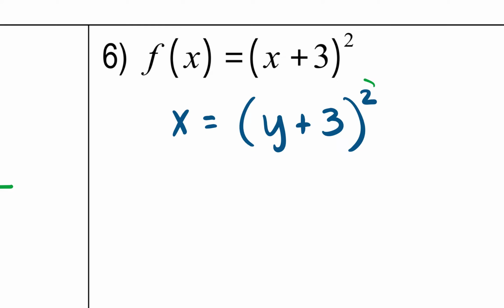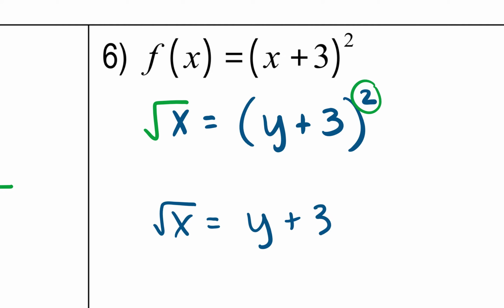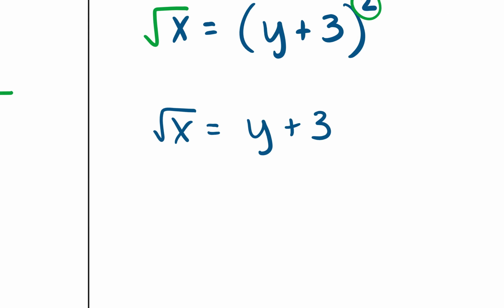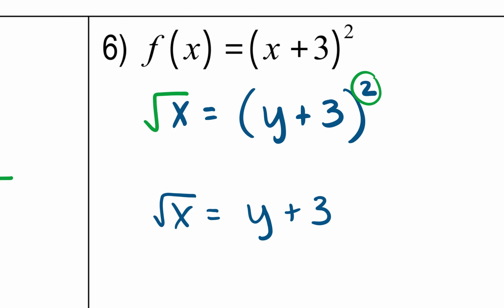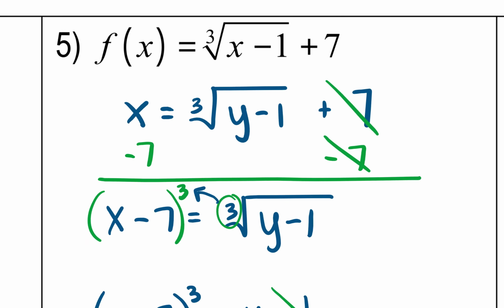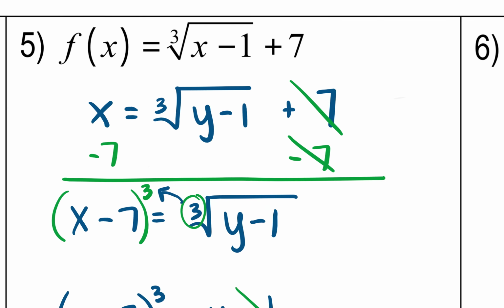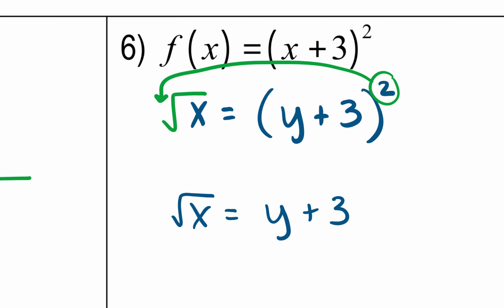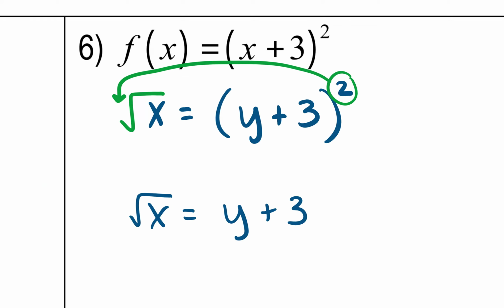To get rid of this exponent, since it's squared, the opposite of square is a square root. Okay, so now I have square root of x equals y plus 3. I can just drop the parentheses, because really it's kind of like I took my exponent and just put it right here. Same thing that I did on this one. I took my index and I put it as an exponent. Well, if I have an exponent, then it becomes the index. It's the inverse, right?